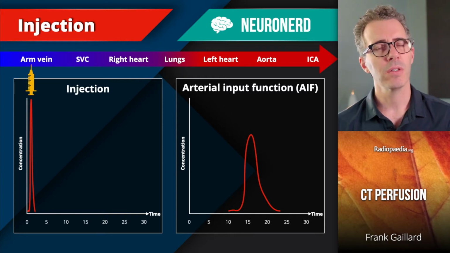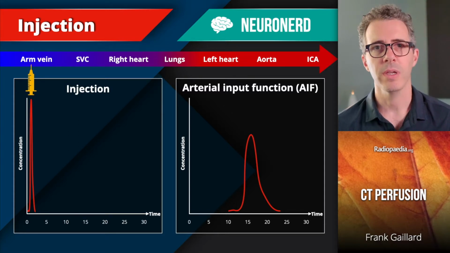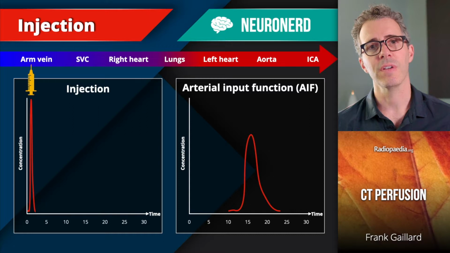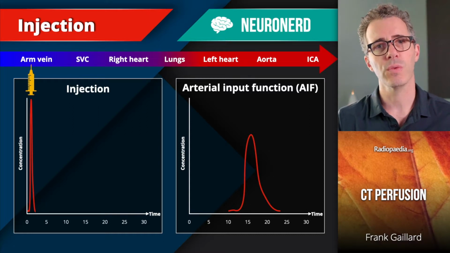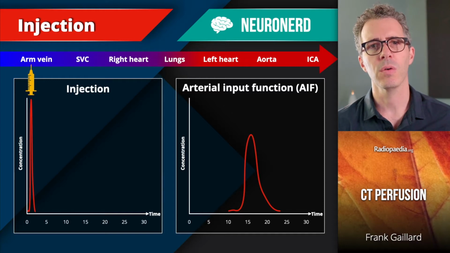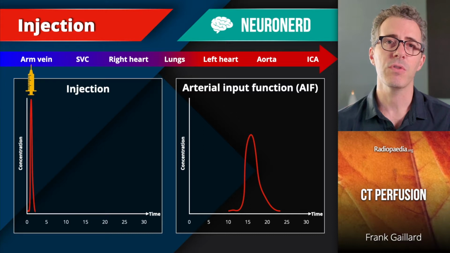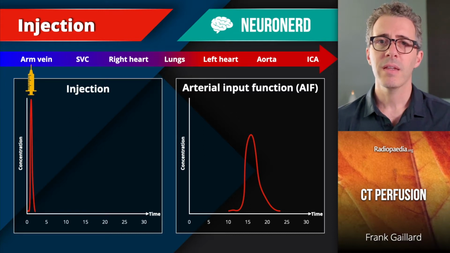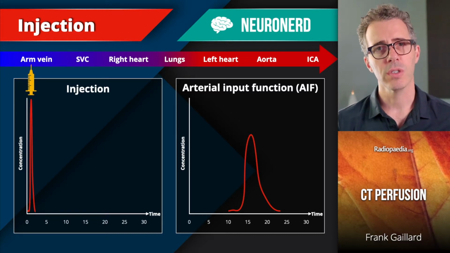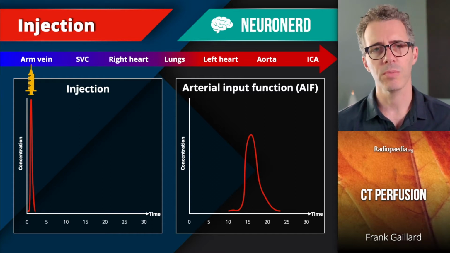Therefore, when we examine the concentration time curve of the terminal internal carotid or basilar artery, we get a slightly broadened curve, and this is essentially what the tissue will receive. We call this curve the arterial input function, or AIF. And having a normal curve is essential if the rest of the perfusion study is to be adequate. Anything that impairs this process, such as occlusions, collaterals, shunts, etc., will potentially make the examination uninterpretable.